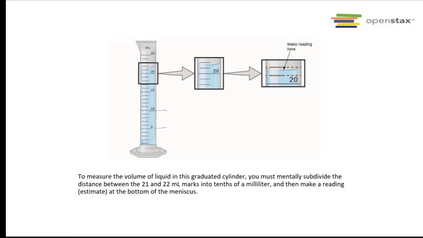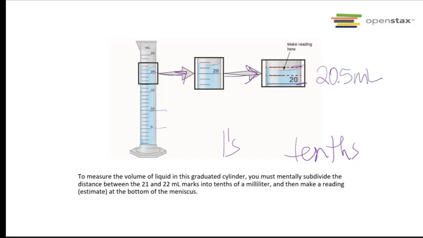Tick marks are by ones, which means we will report our answer one digit past the ones digit, which is to the tenths. So we're going to zoom in here, then we're going to zoom in a little bit more, and we're going to say, well, it's not 20, it's not 21. I would say that's about 20 point, what would you say? 20.5 is pretty close to being where that meniscus is.